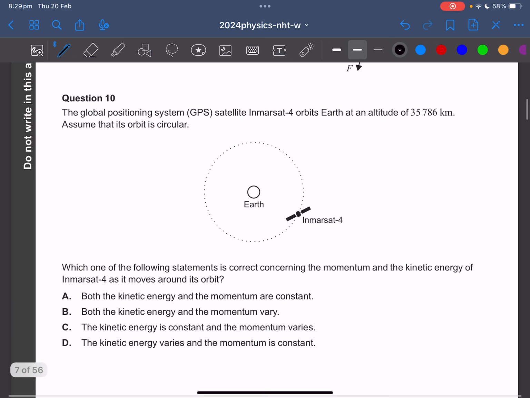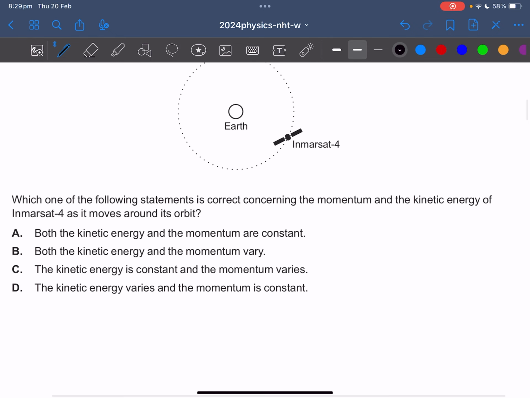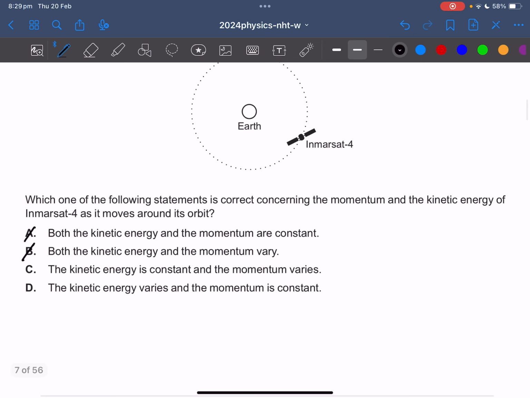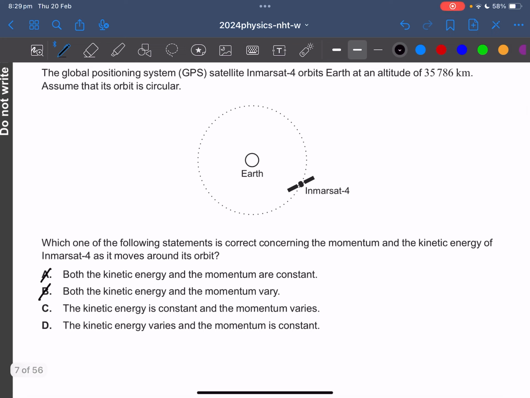All right. The Global Positioning System GPS satellite orbits Earth at an altitude of 35,786 kilometers. Assume that its orbit is circular. Which one of the following statements is correct concerning the momentum and the kinetic energy of this satellite as it moves around its orbit? Both kinetic energy and momentum are constant? Absolutely not. Both kinetic energy and momentum vary? No. The kinetic energy is constant and momentum varies. That is right. The kinetic energy varies and the momentum is constant?